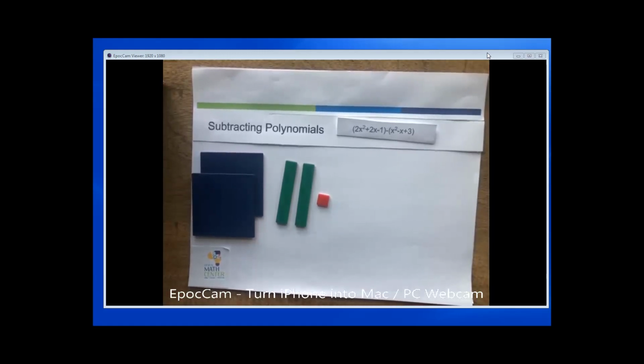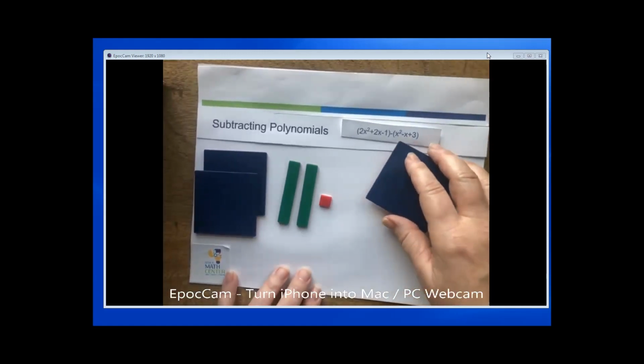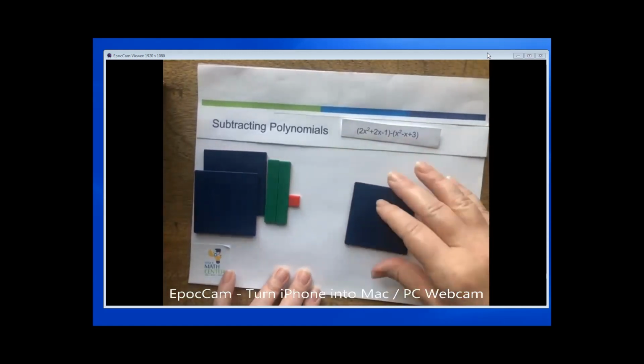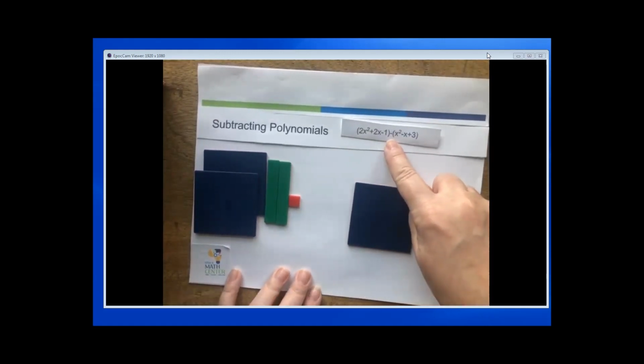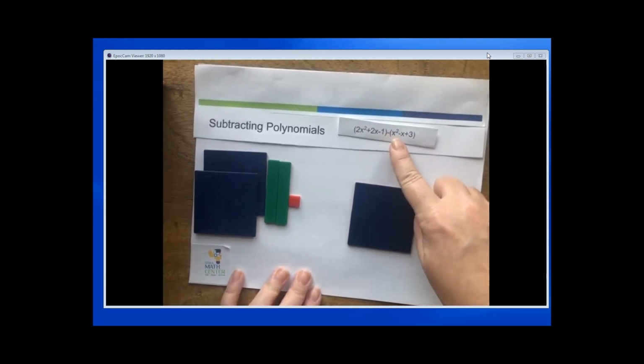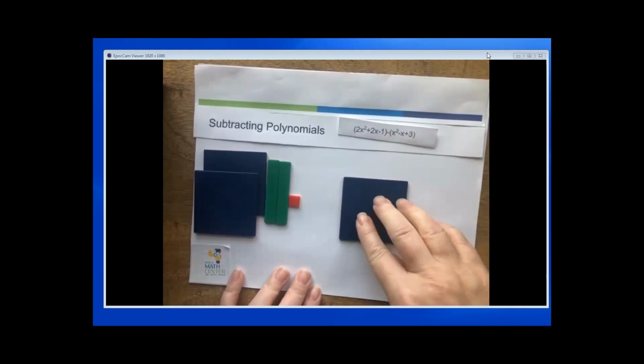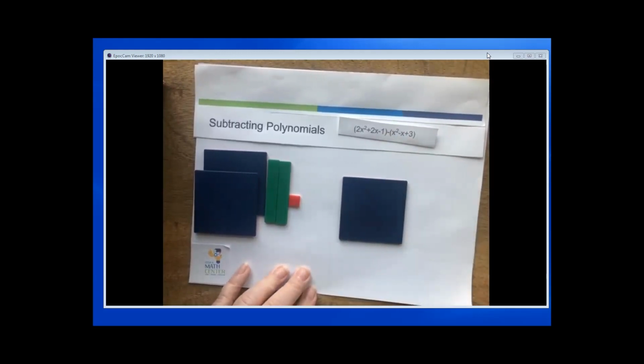We may have to think of this one as the opposite of. So let's try to model this one as thinking the opposite of x squared minus x. Set that aside for a minute. I'm going to set aside that symbol, and I'm just going to build what I have here. X squared, a negative x, and a positive 3.